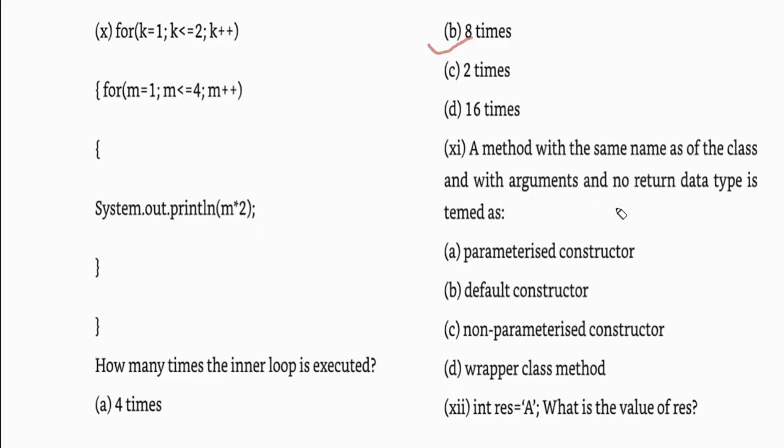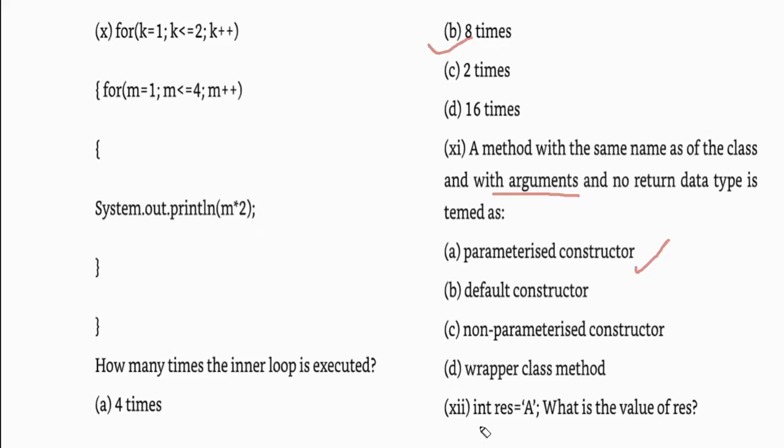Another one is a method with the same name as of class and with arguments and no return data type is termed as. That of course has to be a constructor. A method same name as that of class, a constructor. Now what kind of constructor? They say with argument, so it has to be a parameterized constructor. Okay, so this is going to be the answer.